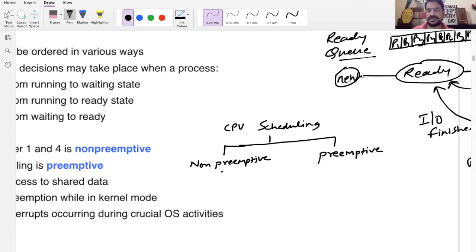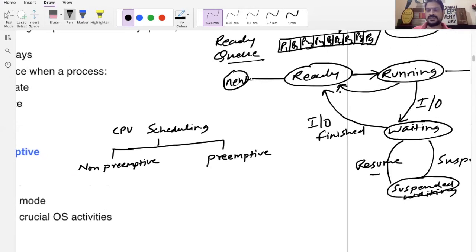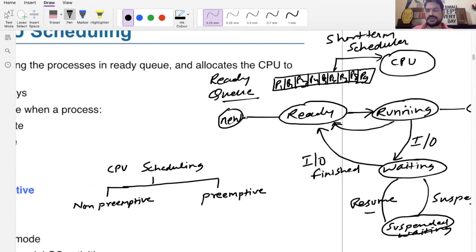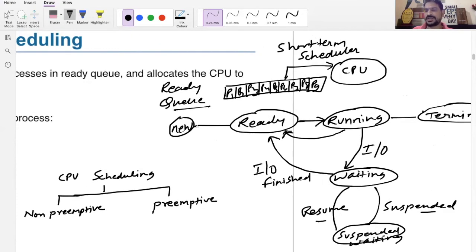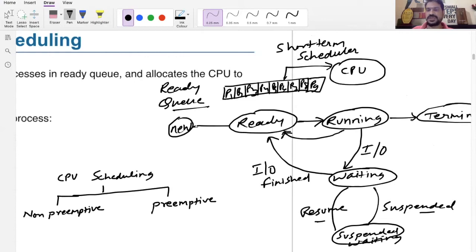What happens in non-preemptive scheduling? When a process goes to the running state, it will not come back to the ready state. It means whatever the burst time of the process is, it will run for all of its burst time and then it will reach the terminated state. So the transition will be from ready to running and running to terminated. This is the transition of non-preemptive scheduling.